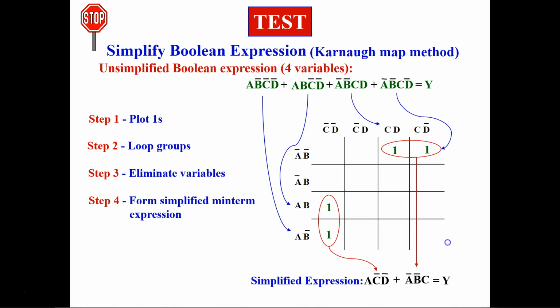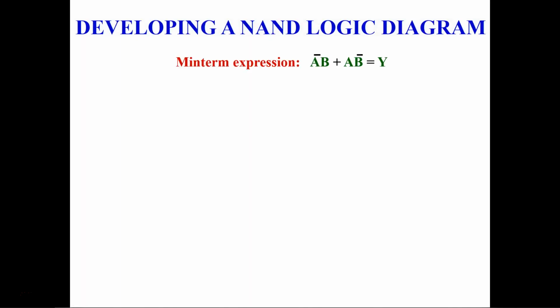Now next we have developing a NAND logic diagram using min-term expression. So here you have min-term expression A bar B plus A B bar is equals to Y. Now we have to make the combinational logic circuit using NAND gates. So previously what we did, we used AND and OR gate, but now we are going to use the NAND gate. So we will first start with AND and OR gate, and then we will develop a circuit for NAND gate.